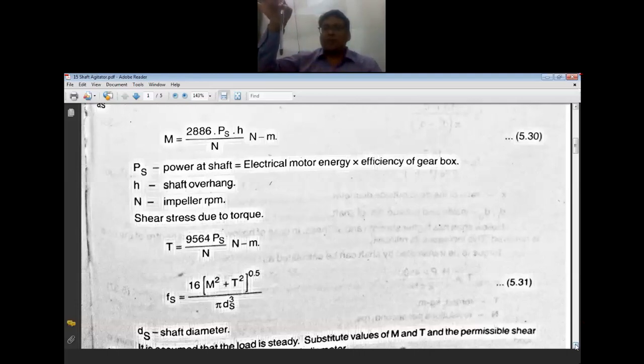At the top it is holding. So it is the overhang length. And N is the impeller speed at which the impeller is rotating. This is in RPM.